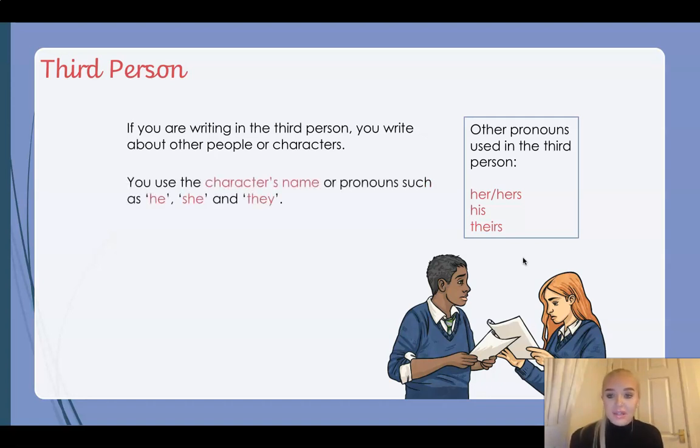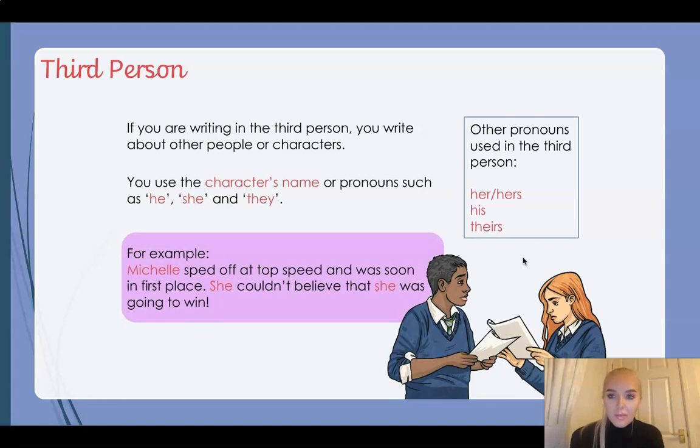And that is to do with the character's name. So you might address them as he or she or they. Okay. So an example of a piece of text which is written in the third person. Michelle sped off at top speed and was soon in first place. She couldn't believe that she was going to win. So you can see that they've used the pronoun she, they've also used the name Michelle here, okay, to make sure that they know that this is third person.